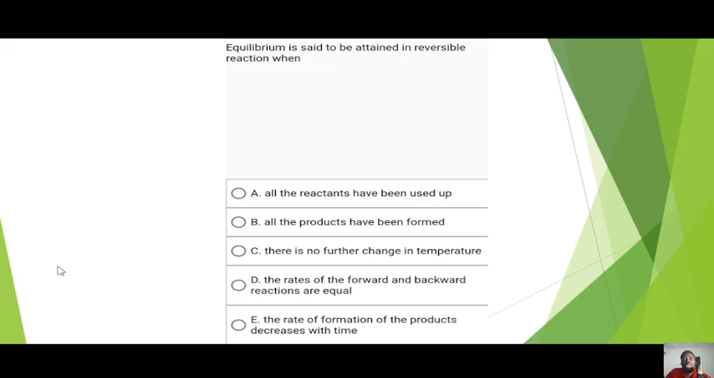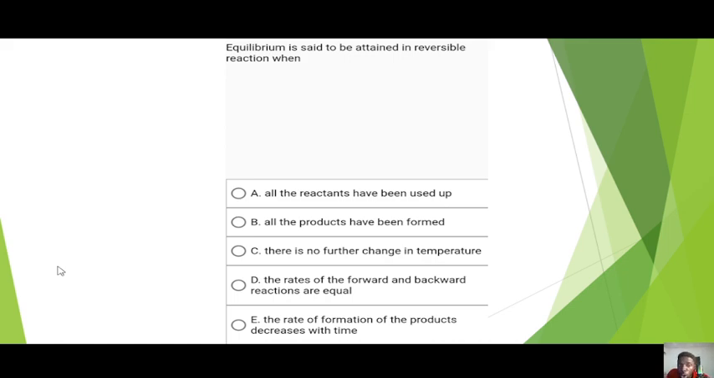Equilibrium is said to be attained in a reversible reaction when what happens? Option A, all the reactants have been used up. Option B, all the products have been formed. Option C, there is no further change in temperature. Option D, the rate of forward and backward reactions are equal. Option E, the rate of formation of the product decreases with time.